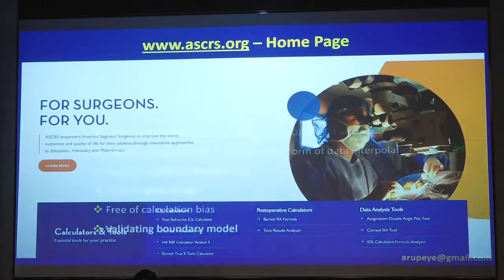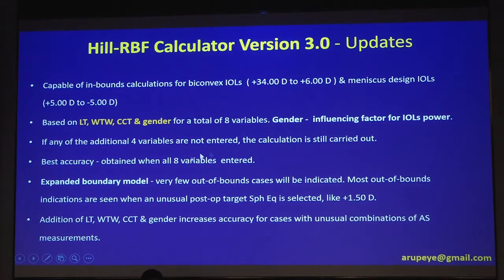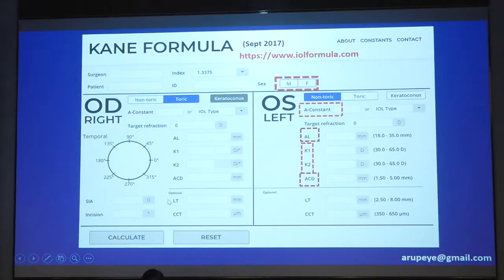Hill RBA formula also has been very promising. Recently, version 3 was launched, and it has made it much more applicable. It now calculates for a wider range of eyes, and it requires 4 to 8 variables. And Dr. Hill suggests that if you include all the 8 variables, the results are much better.